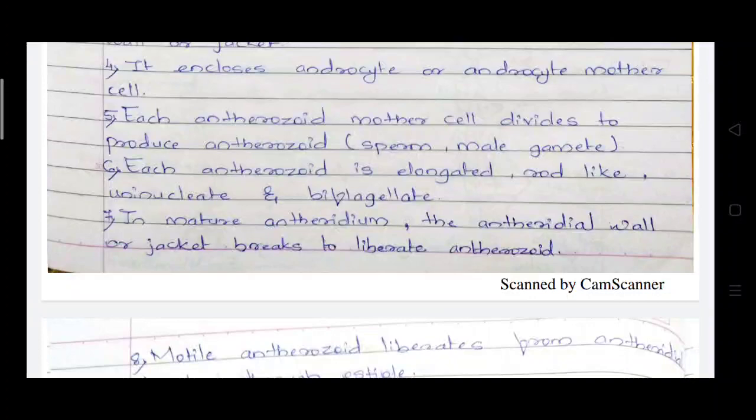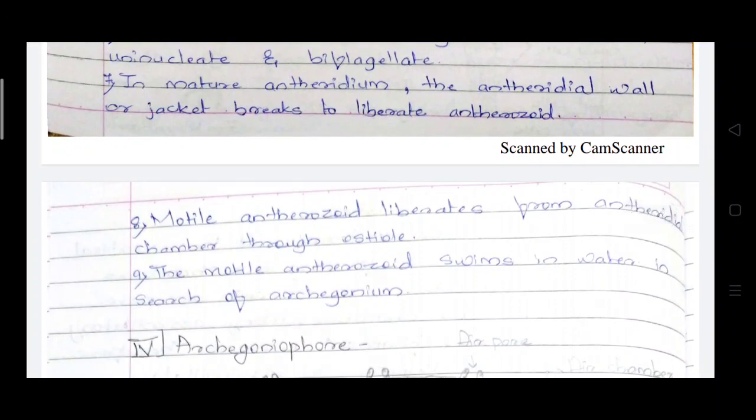So in each antheridium, the antheridial wall or jacket breaks, and these androcytes are liberated. These motile androcytes are liberated from the antheridial chambers through the ostioles, that is, the openings of the antheridial chambers. The androcytes produced there are liberated through these ostioles, and they swim in water in search of the archegonium. So this is all about the Antheridiophore.